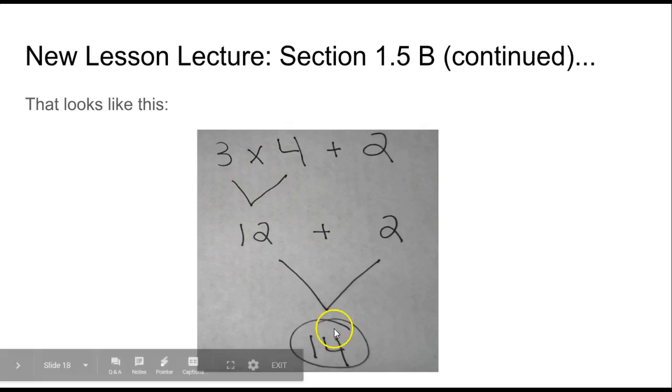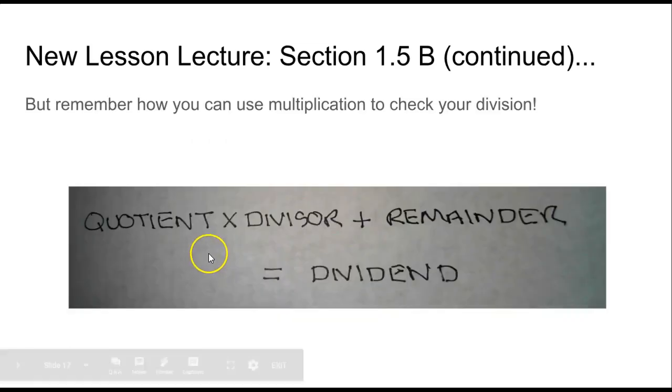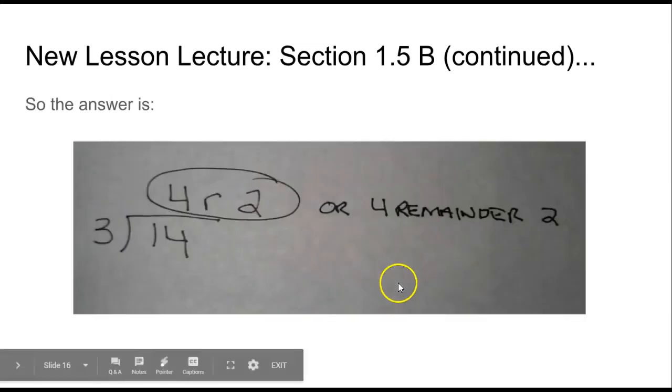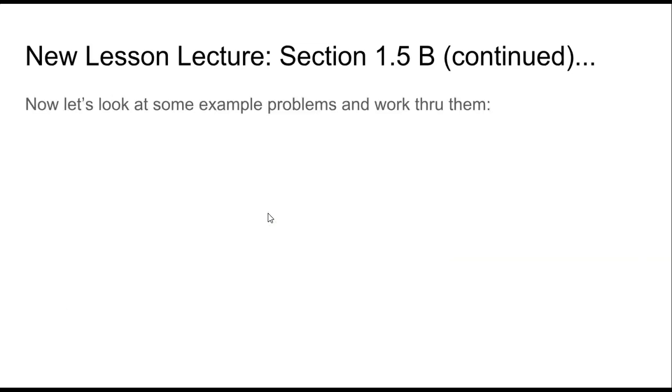So here you see that when we did that, the quotient multiplied by the divisor, adding the remainder to that, equals the dividend. And so it does here. 3 times 4 is 12, plus 2 is 14, and that matches the dividend, so we know we got it right. 4 remainder 2, or 4R2, is the answer. Okay, so now let's look at some example problems and work through them.